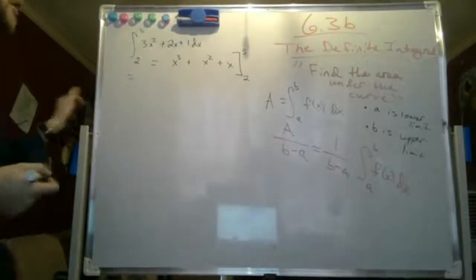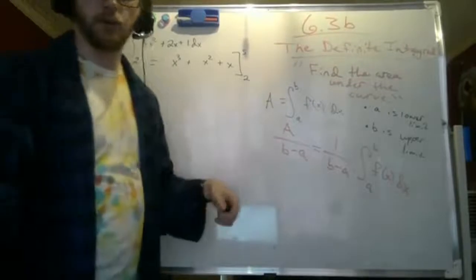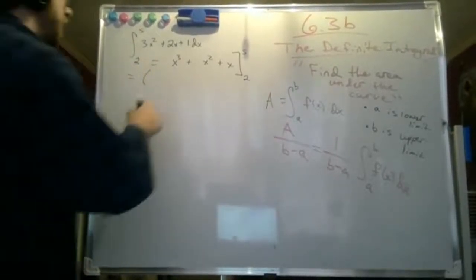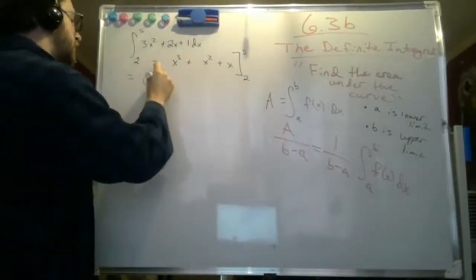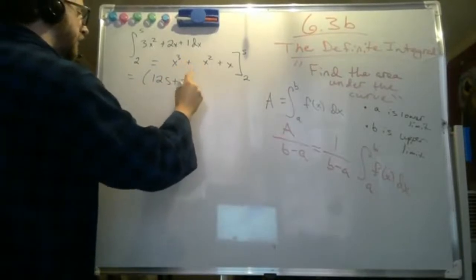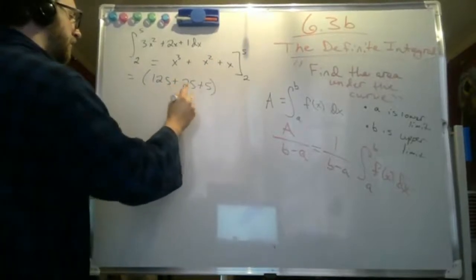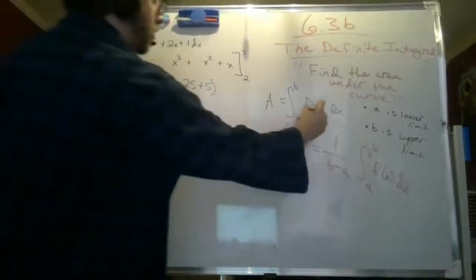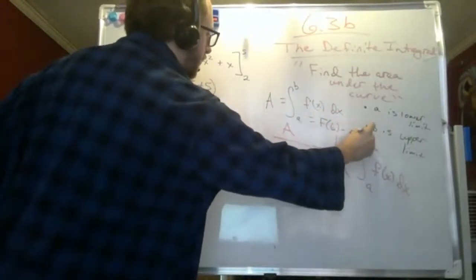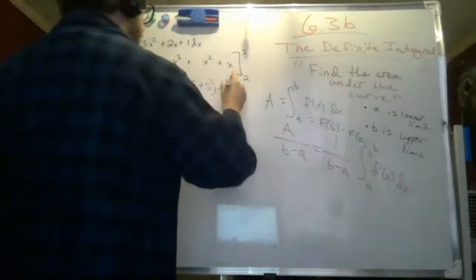And now all we do is plug in the top number, find our answer, and then subtract what we get when we plug in the bottom number. So when I plug in 5, I'm going to have 5 cubed, which is 125, plus 5 squared, which is 25, plus 5, and this is my big F of b, to go along with the formula we had over here, big F of b minus big F of a. So now we want to subtract what we get when we plug in 2.